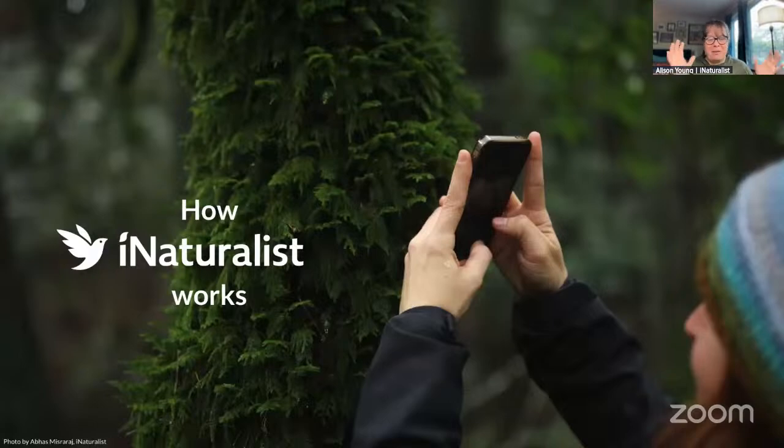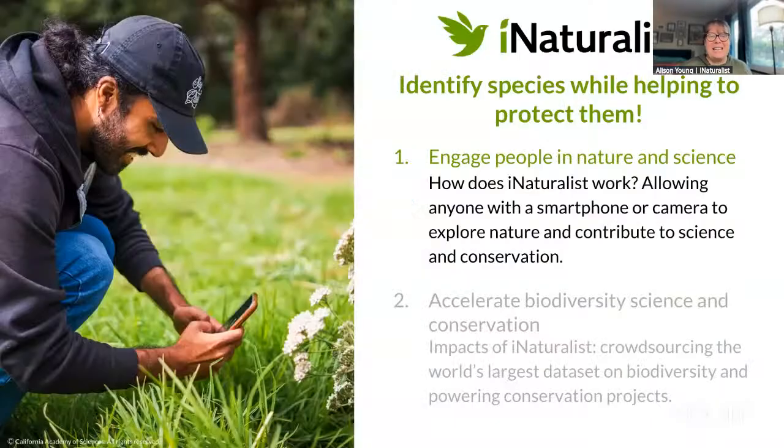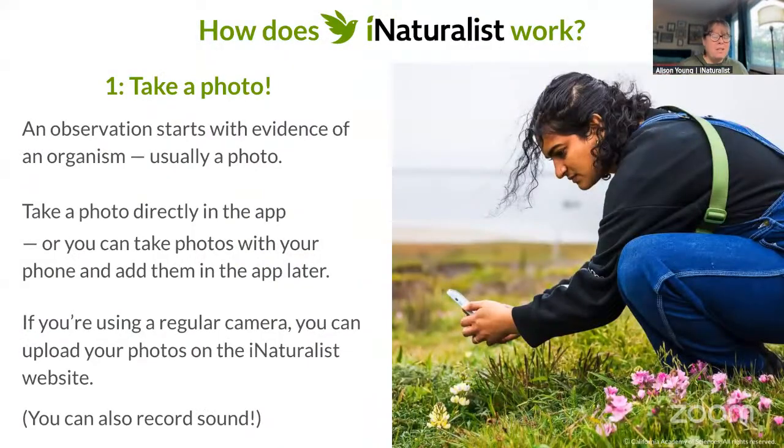So starting with that first point, just how iNaturalist works. iNaturalist is easy and fun to use, or at least we hope it is, and it has features that hopefully keep encouraging people to keep contributing. So generally, how does it work? At its simplest, what you're doing is documenting evidence of an organism. So a plant, an animal, some type of fungi, things like that.